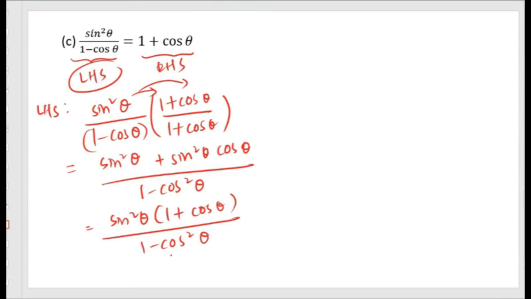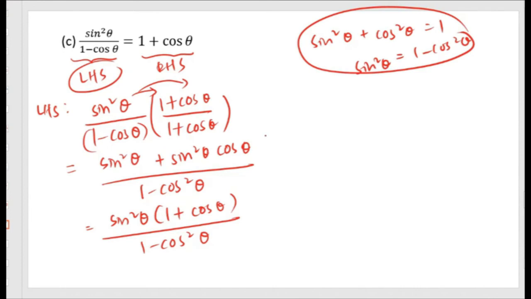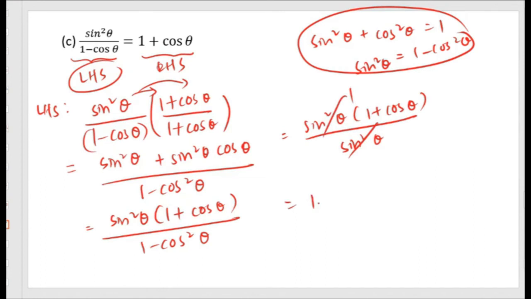Then for 1 minus cos squared theta, use the identity sine squared plus cos squared equals 1. So 1 minus cos squared theta equals sine squared theta. So this is equal to sine squared theta, 1 plus cos theta, over sine squared theta. Simplify, and it's 1 plus cos theta. So you can also prove by using the identities. This is the variety of methods.